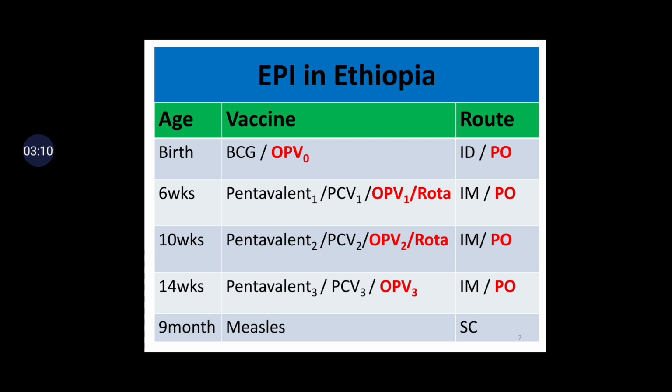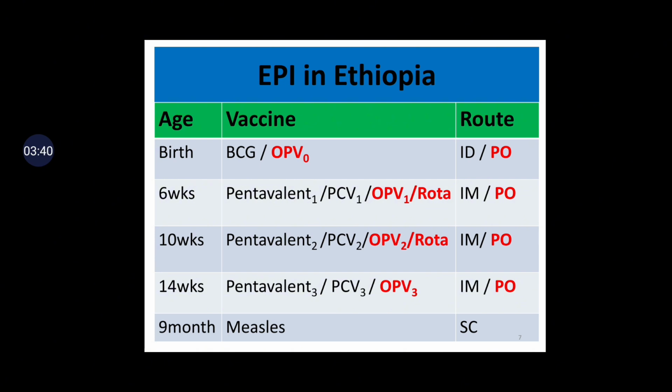At birth, BCG and oral polio vaccines are given intradermally and orally respectively. At 6 weeks, pentavalent, which protects from diphtheria, pertussis, tetanus, hepatitis B virus, and Haemophilus influenzae type B, pneumococcal conjugated vaccine, oral polio vaccine, and rota are given. Pentavalent and pneumococcal conjugated vaccines are given intramuscularly, whereas oral polio vaccine and rota are given orally.